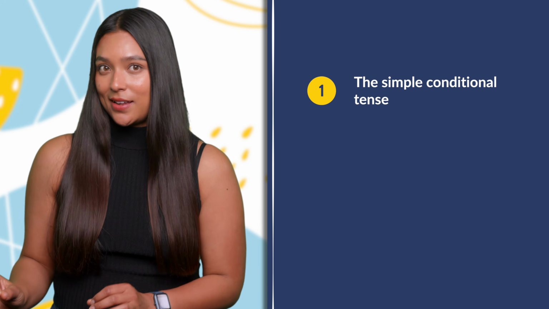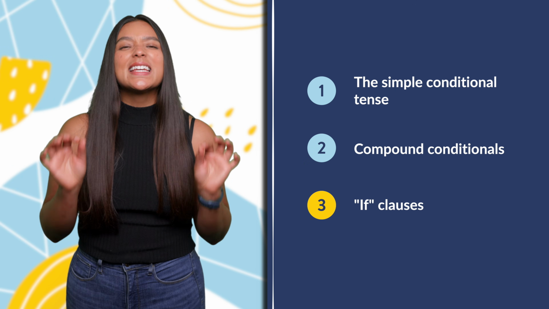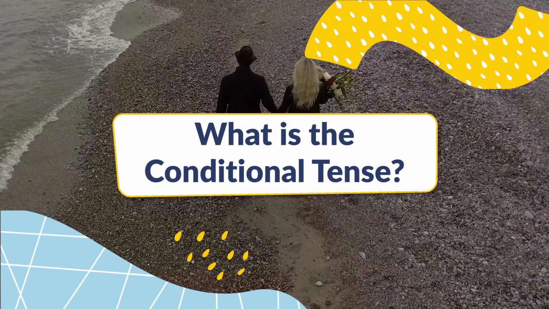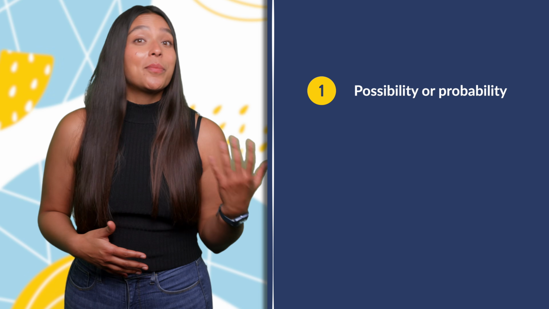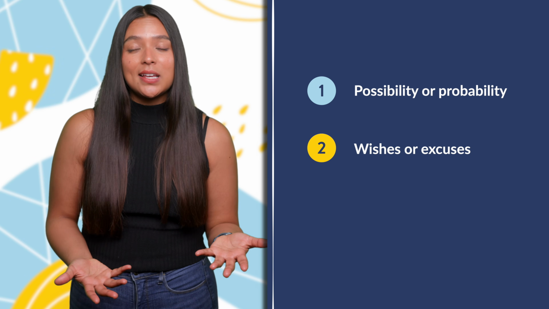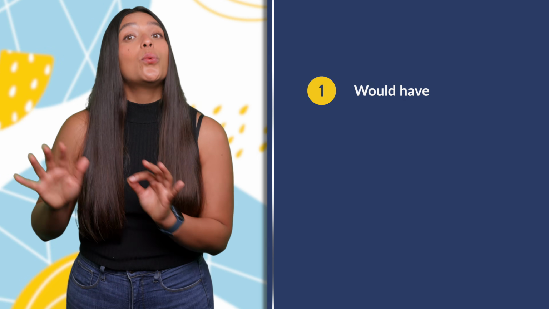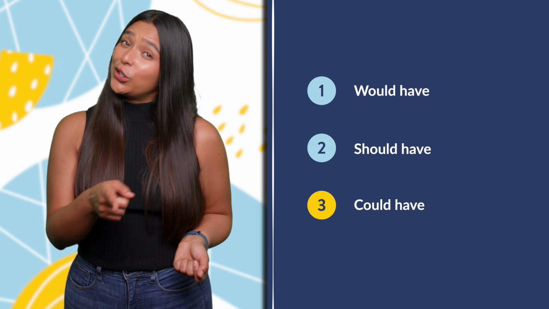Now, in this lesson, we'll cover the simple conditional tense, compound conditionals, and if clauses. Let's begin. So your first question is probably, what is the conditional tense? The conditional is a structure that we use to express possibility or probability, wishes, excuses, and even suggestions or requests. It can also be used to talk about certain things we would do if a certain action happens. To simplify, the conditional covers the would have, should have, and could have.